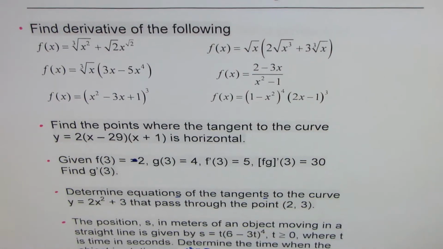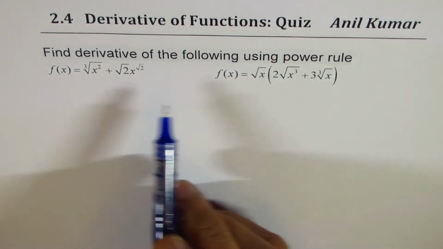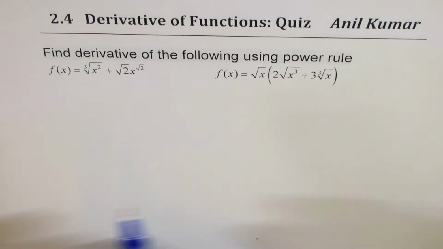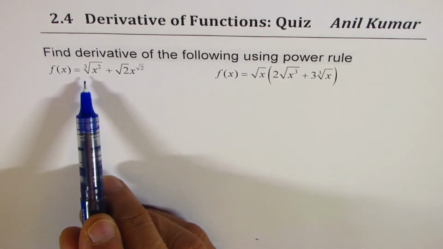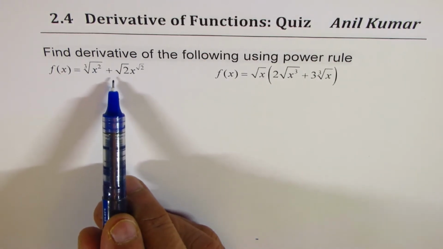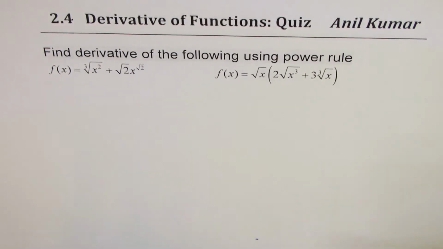Now let's take these questions one by one. We need to find derivative of following using power rule. So we have two functions here. F of x equals cube root of x squared plus square root 2 times x to the power of square root 2. So let's begin with this one.